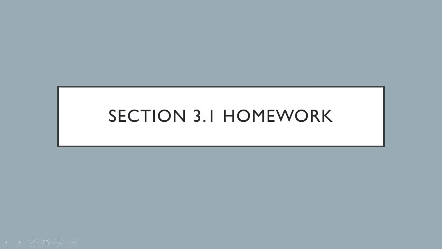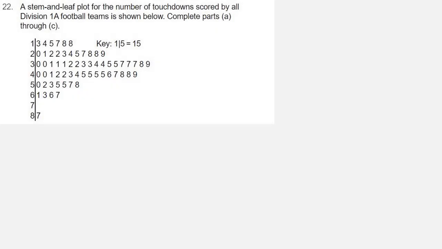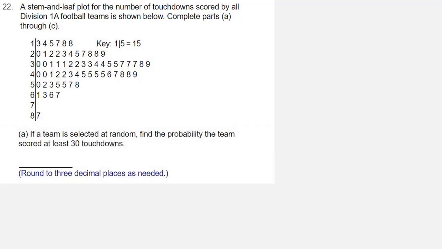We're looking at homework for section 3.1. This is question number 22. A stem and leaf plot for the number of touchdowns scored by all Division 1A football teams is shown below. Complete parts A through C. Part A. If a team is selected at random, find the probability the team scored at least 30 touchdowns.